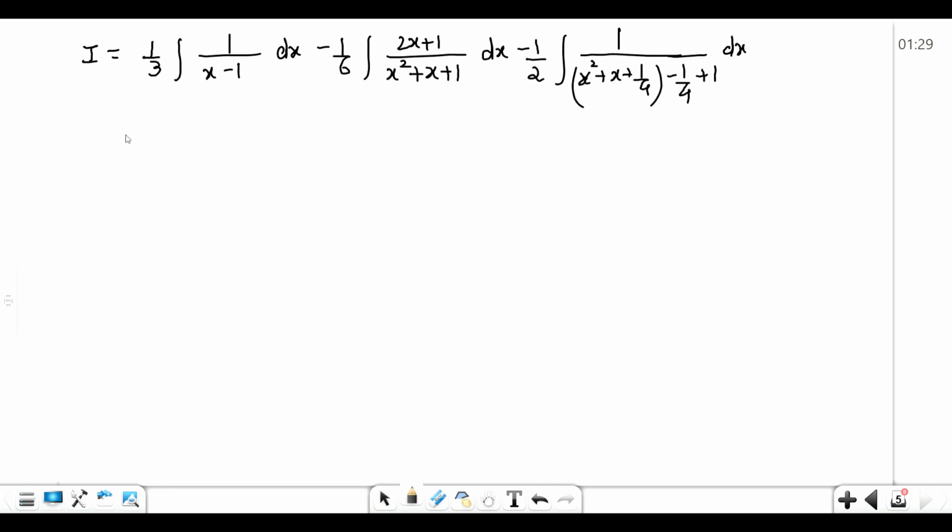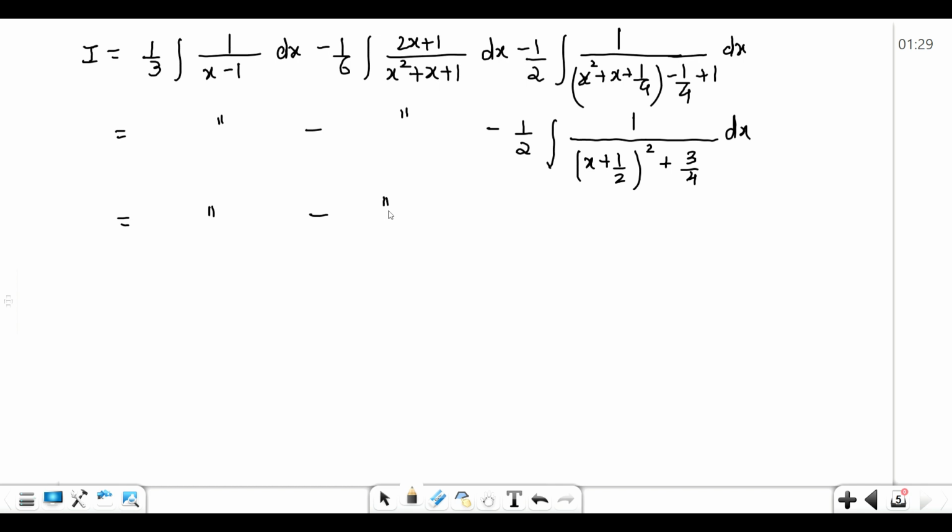Again this whole thing will be repeated. I'll write it here in the last part. Now this can be written in the form of a square. It will be x plus 1 by 2, the whole square, and this will be 4 minus 1, that will give you 3, so 3 over 4 dx. Again this will be repeated, I'll write it down in the last step: 1 by 2 integration of 1 upon x plus 1 by 2, the whole square, plus root 3 by 2, the whole square, right?